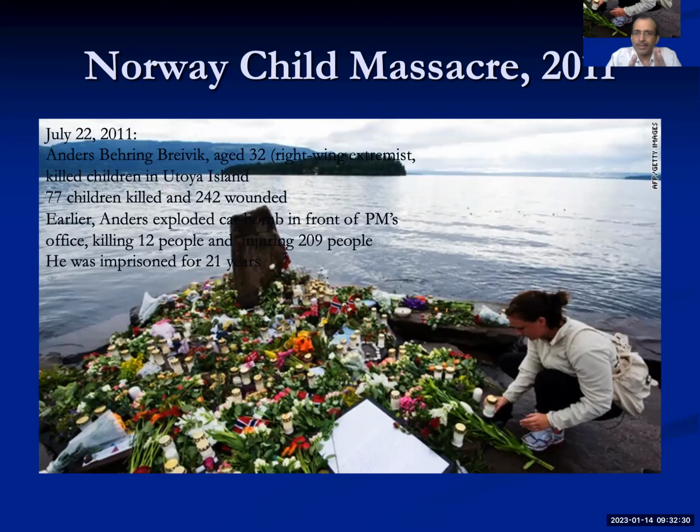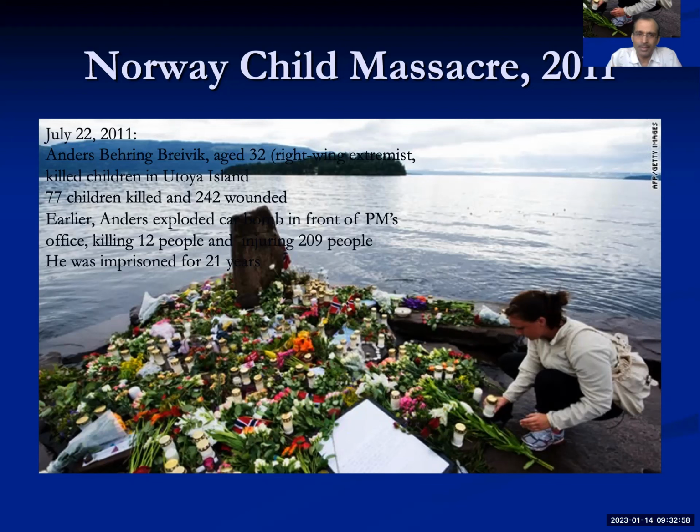There is one guy, 32 years old, Norwegian, white again, and whatever you call supremacist or whatever. And he killed children. Most of them, 77 children were killed on Utoya Island. 242 were wounded. They were in a children's camp. And he earlier exploded some bombs in front of the Prime Minister's office building, killing 12 people.